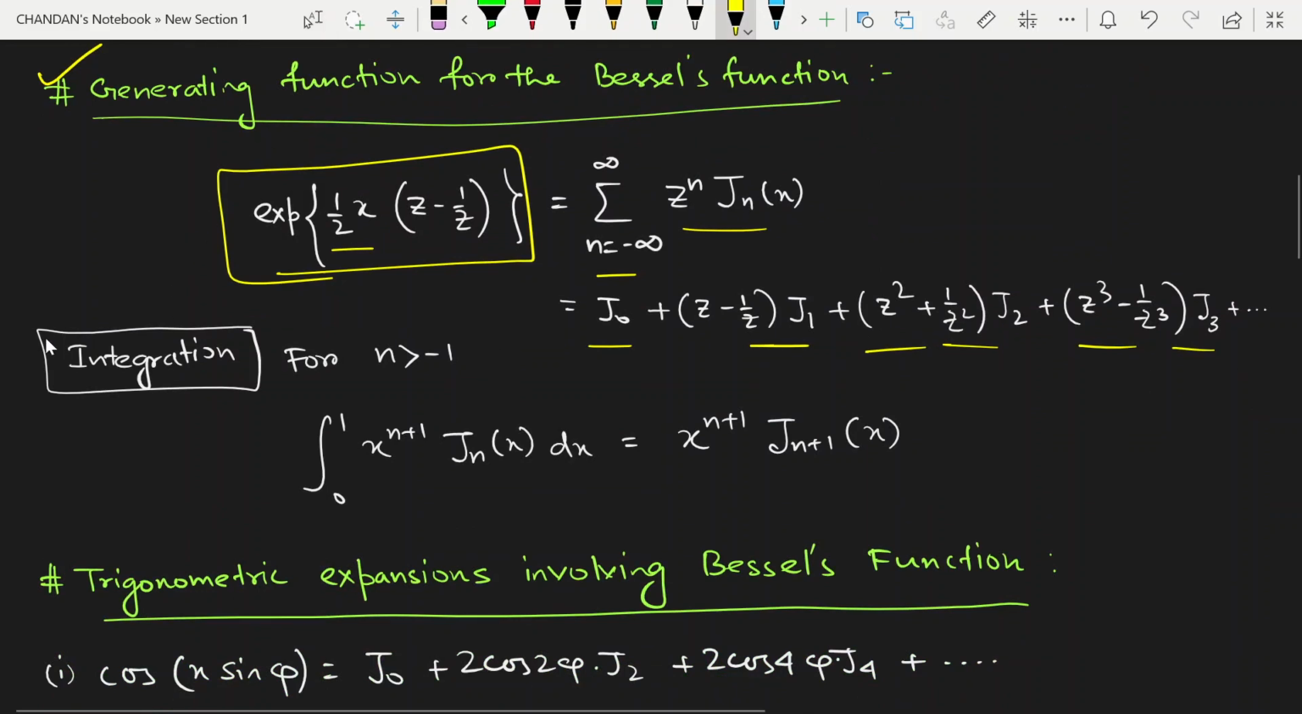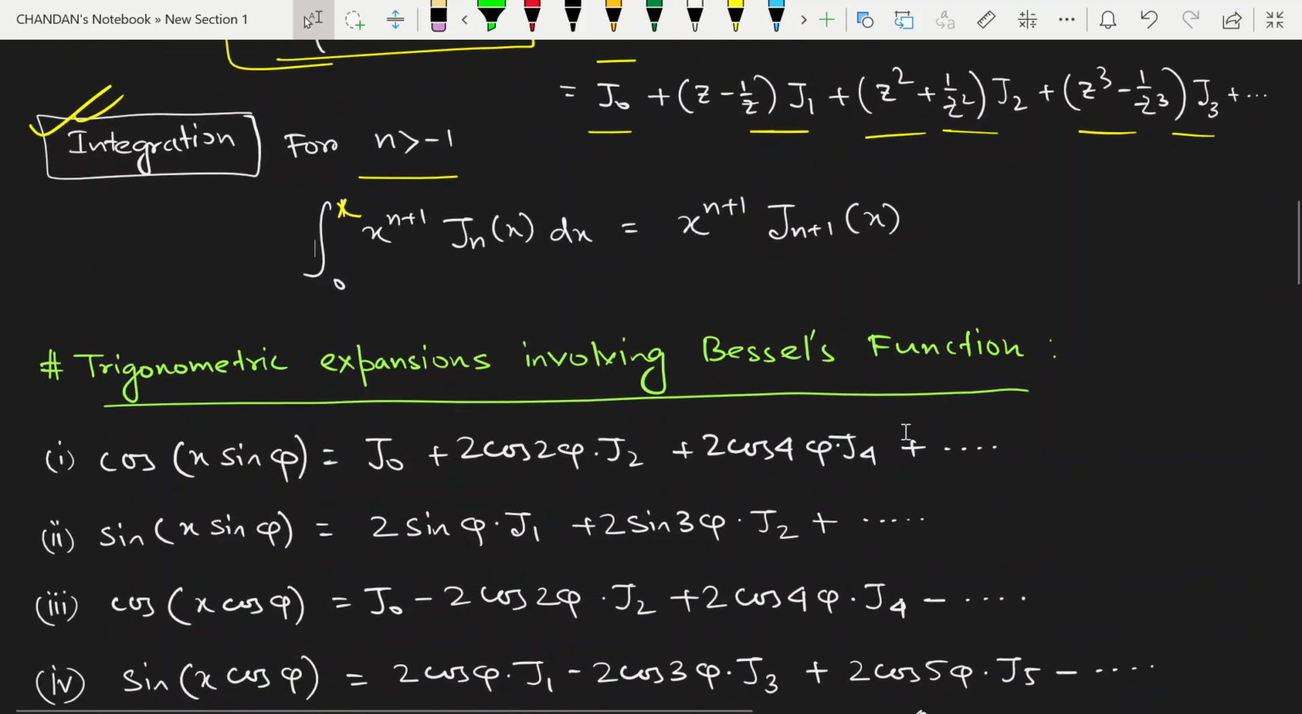Now the integration of the Bessel functions. For n greater than or equal to minus 1, the integral from 0 to x of x to the power n plus 1 J n x is equal to x to the power n plus 1 into J n plus 1 x. I think this is not 0 to 1, this will be 0 to x. So this is the Bessel integration.